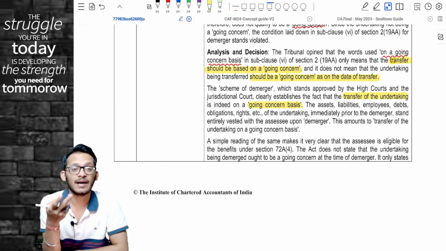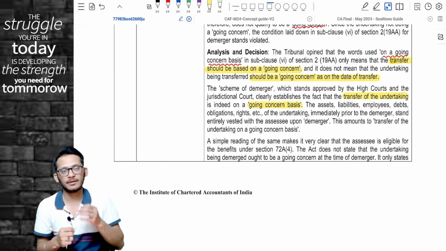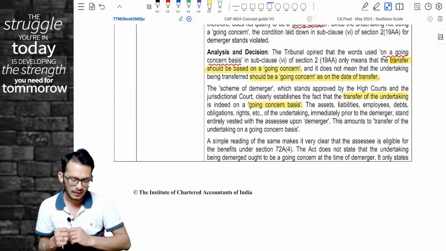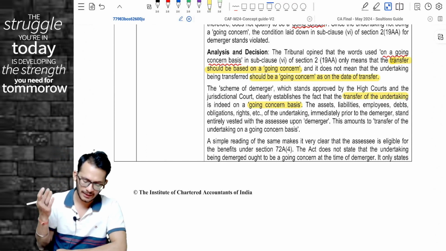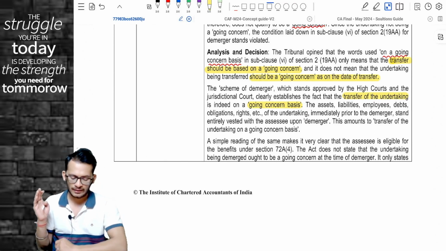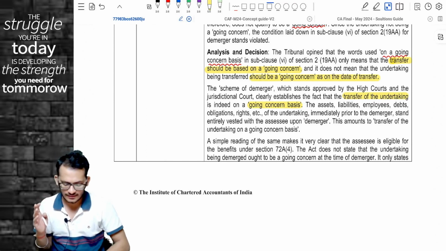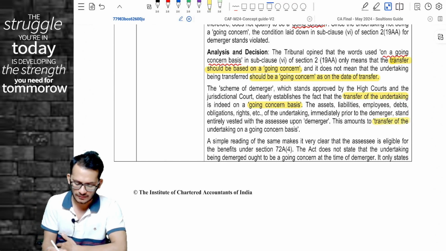If not, it was just a hive off. Yes, slump sale would have taken place. Because the court itself is approving the demerger, there is no doubt that this is a demerger on a going concern basis. The assets, the liabilities, the employees, the debts, the obligations, the rights, etc. of the undertaking immediately prior to the demerger stand transferred to the assessee upon demerger. This amounts to transfer of an undertaking on a going concern basis.